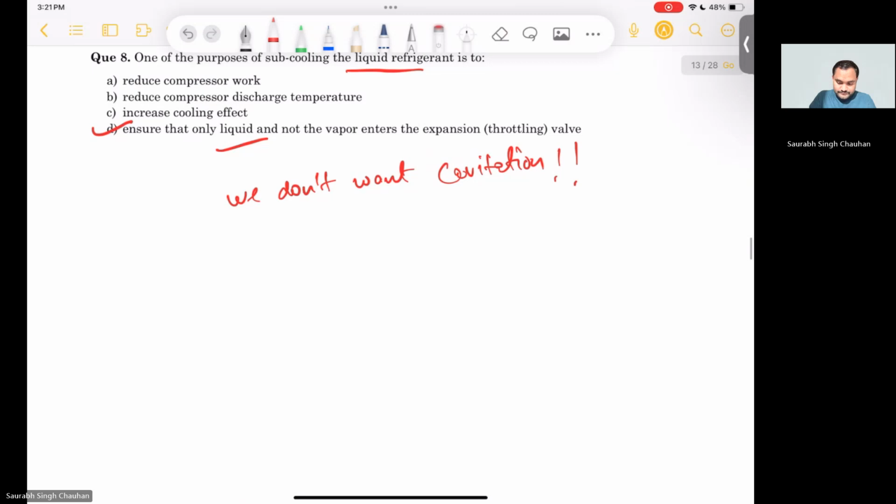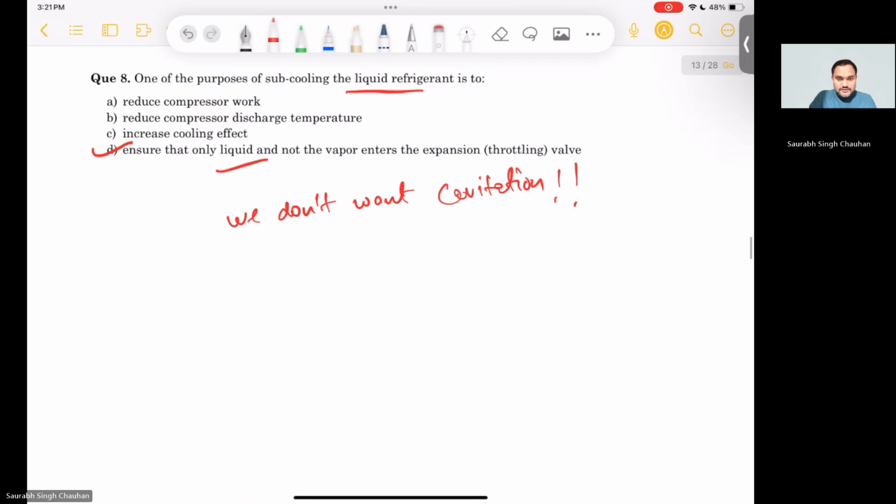Okay, so if it is clear, then we can move to question number 9.